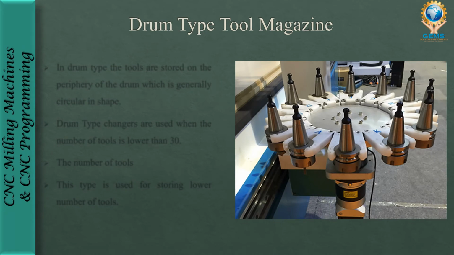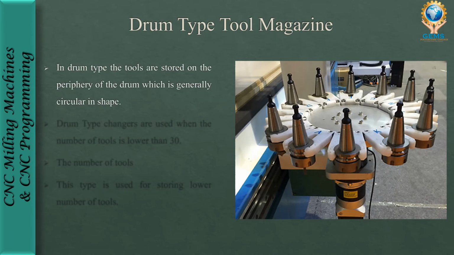Now let's see the drum type tool magazine. As the name itself mentions, it is drum type. In a drum type, the tools are stored on the periphery of the drum, which is generally circular in shape. Regarding this shape only, the name is given as drum type. The storage periphery is in the form of a drum shape, or a circular shape.